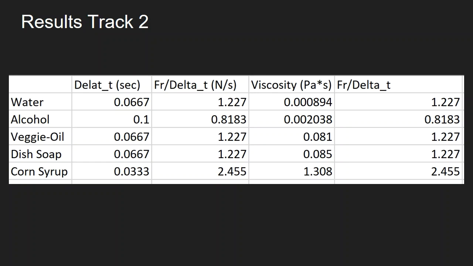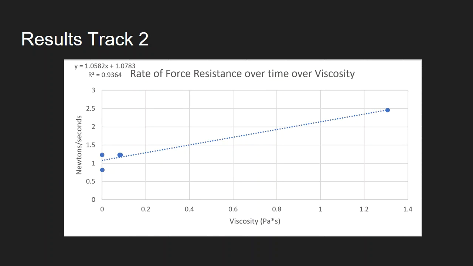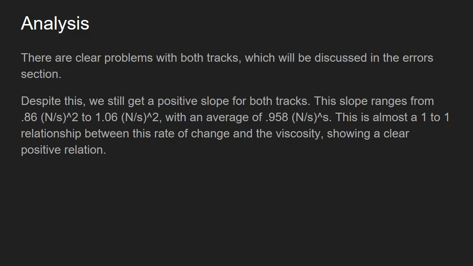The data collected from our second track, however, is more in line with our predictions. The R squared value for this line of best fit is 0.93, which is fairly high. The rate generally increases with viscosity, as predicted, except for alcohol, which seems to be an outlier. There are clear problems with both tracks, which will be discussed in the errors section. Despite this, we still get a positive slope for both tracks.